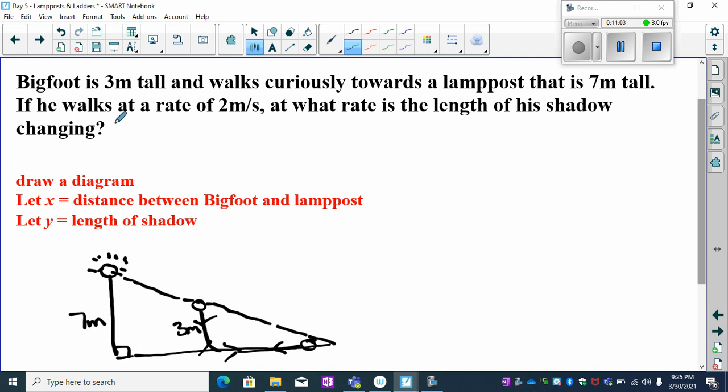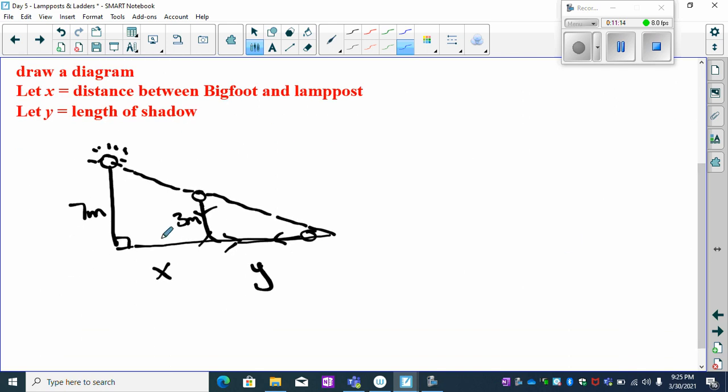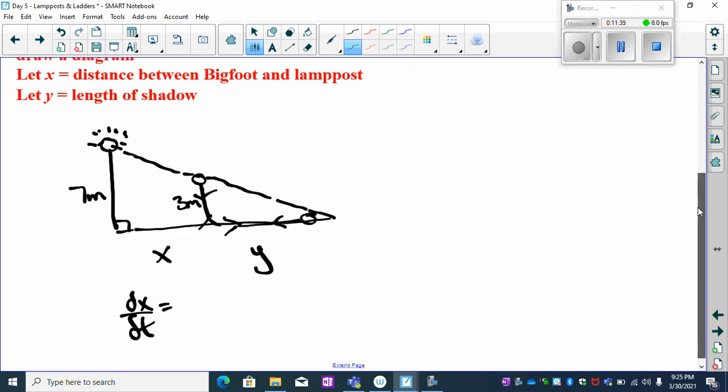It says he's walking towards the lamppost at a rate of 2 meters per second. So think about that. If he's going towards the lamppost, what's happening to this distance x? Would it be getting bigger or smaller? Well, if he's walking towards the lamppost, it would be getting smaller. So dx over dt, since that distance is decreasing, we'll say it's negative. And what was the rate? 2 meters per second. So negative 2 meters per second.